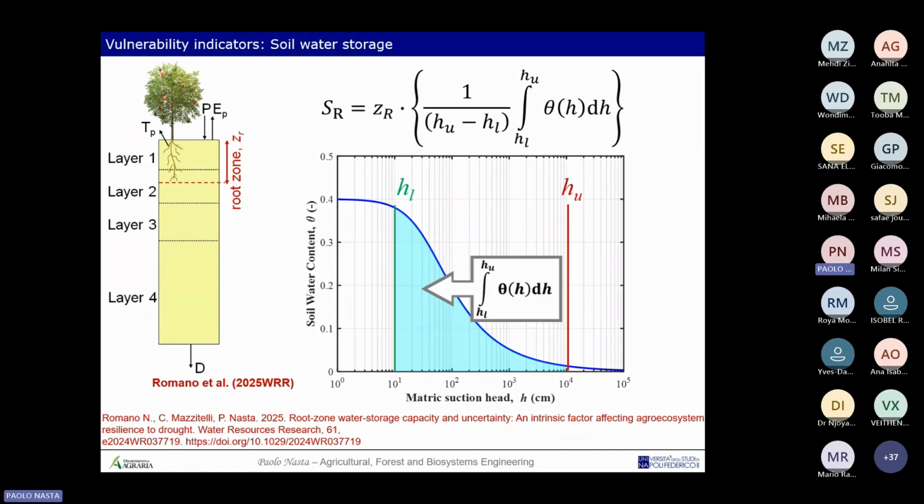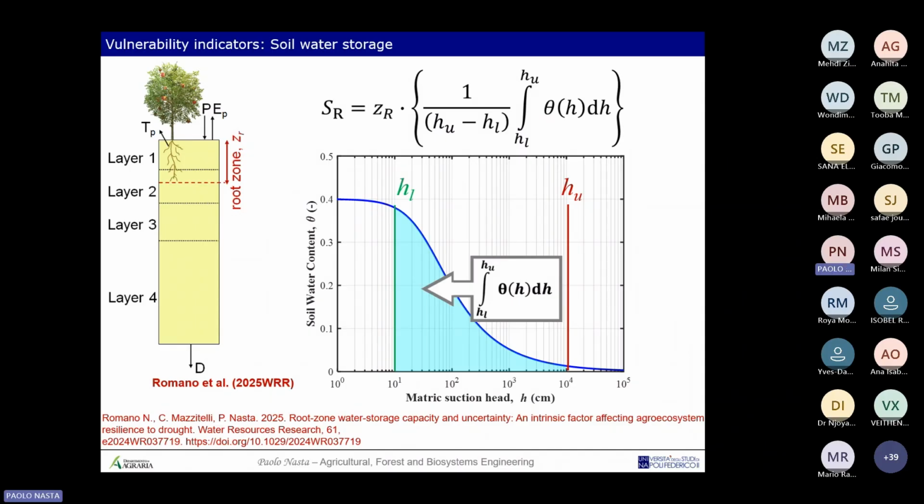So as you can see here, just a couple of slides indicating examples of interesting indicators that we developed with Nunzio. Here we have the soil water storage, which is the amount of water stored in the root zone of the soil profile, and can be an indicator of vulnerability, but also of resilience, because it tells you how much water can be exploited theoretically by the plant in that specific soil position.